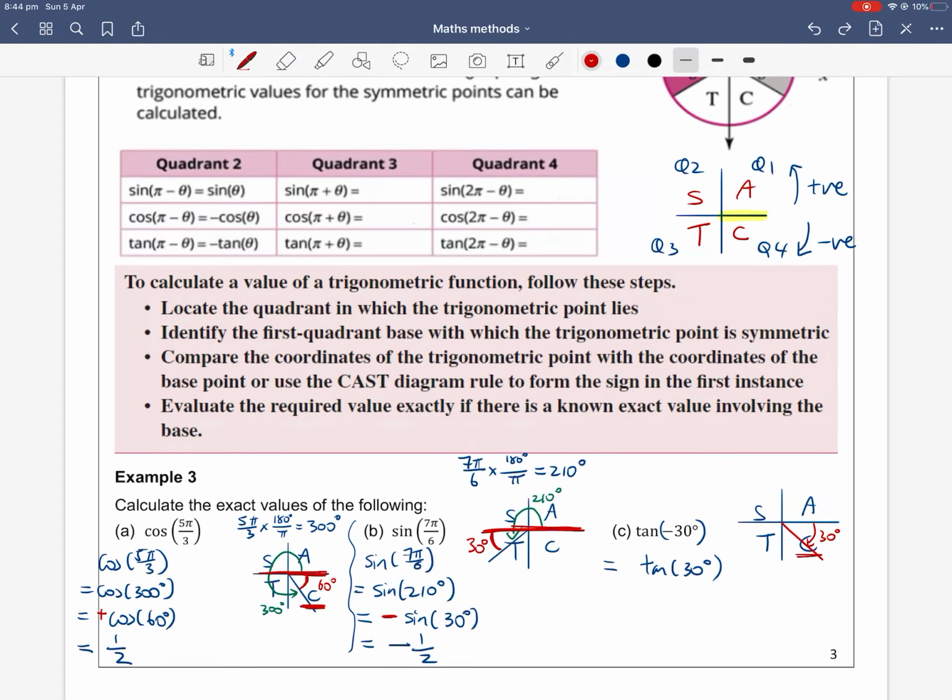Now look at the quadrant. We're in the C quadrant, which means tan is negative. So that tells us it's negative. Tan of 30 is 1 on root 3. Or if you want to rationalize the denominator, it is negative root 3 on 3.